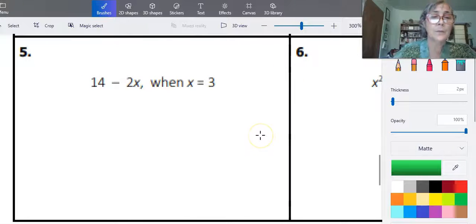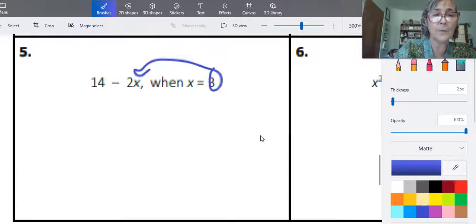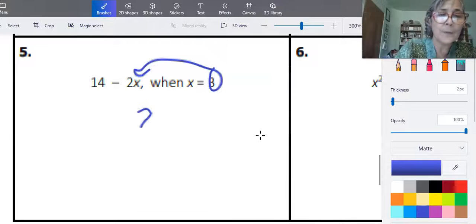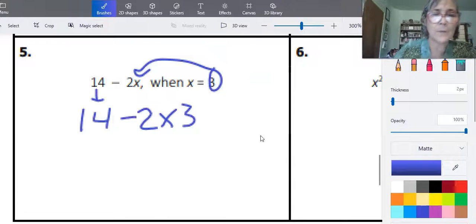Next one. 14 minus 2x when x equals 3. First, we're going to take our 3 and replace the x with the 3. And remember that 2x really means 2 times x, or 2 times 3 now. So I'm going to put 2 times 3. And then I don't want to forget my 14. So I'm going to put 14 minus 2 times 3.